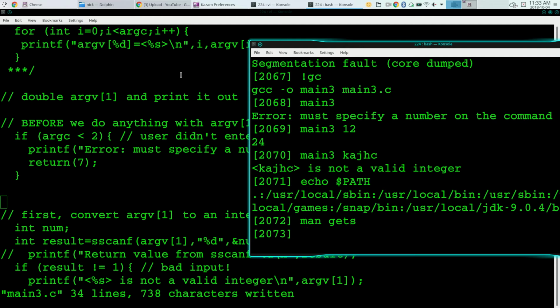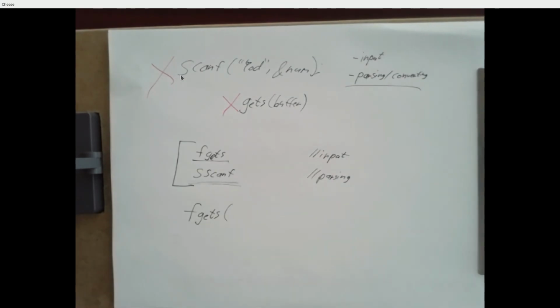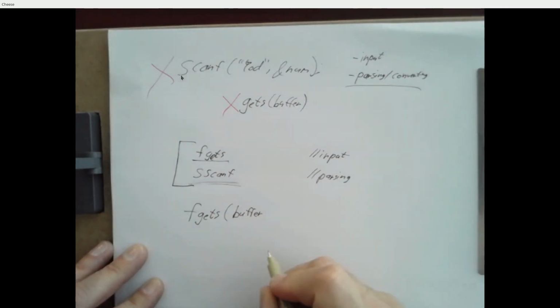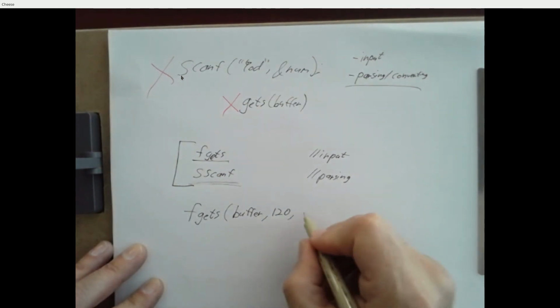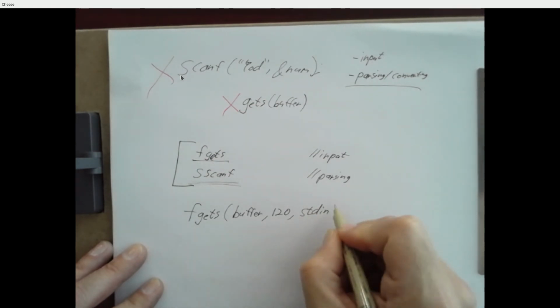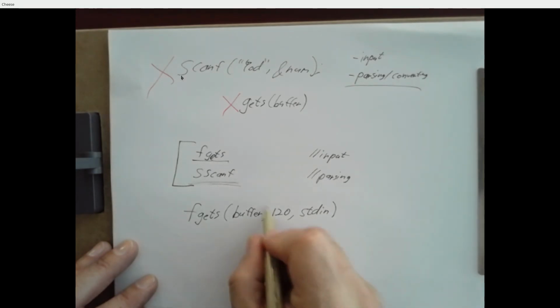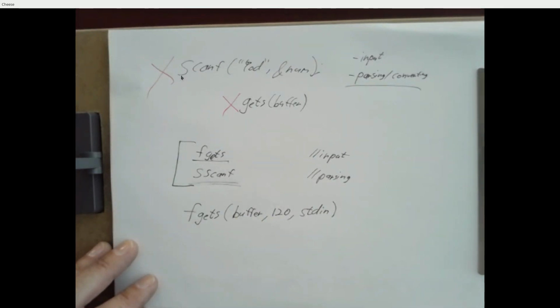So we avoid gets and we use fgets. So how does fgets work? It takes 3 arguments. The first argument is the buffer that you want to load your input into. The second argument is the length of that buffer. That's the big secret. And the third argument is where you want to read from, and for us it's almost always standard in, which usually means keyboard. And if you type more than 120 characters, no harm done. The first 120 will get loaded into buffer, and it won't overrun.